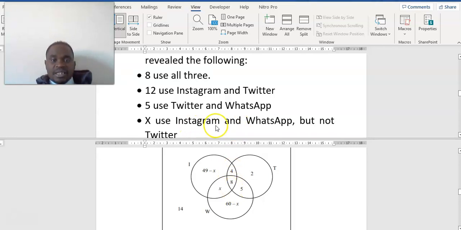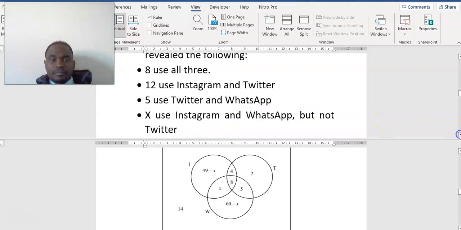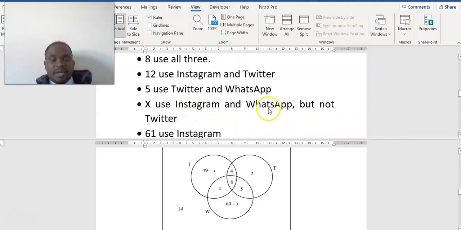Okay, then X uses Instagram and WhatsApp, but not Twitter. So X uses Instagram. Where is Instagram? This is Instagram. And where is WhatsApp? This is WhatsApp. So the whole of this big thing is for Instagram and WhatsApp, but it includes Twitter. But the question says, but not Twitter. So it means we cannot include this side. Alright, so only this side is X, but not Twitter. So Twitter is not included.